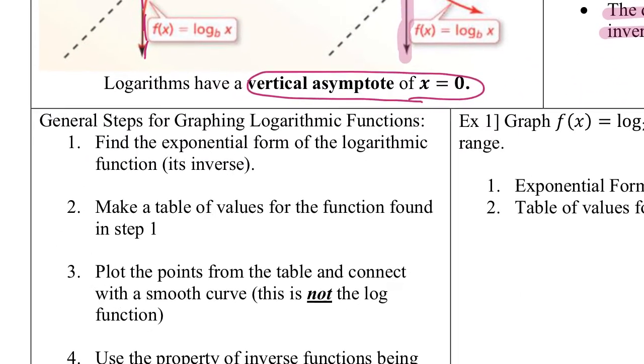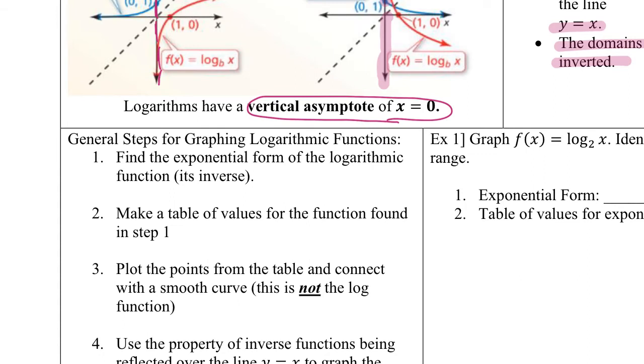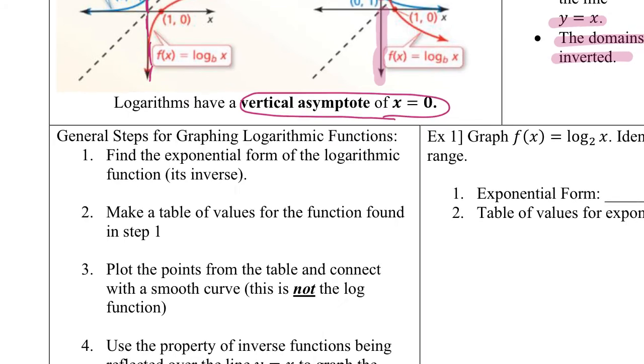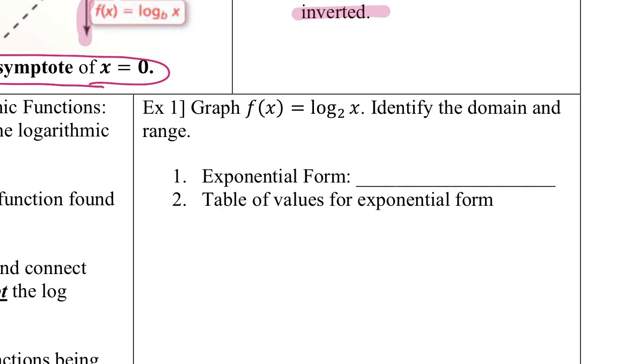So here's your basic steps. We're going to go through these piece by piece. So step 1 is find the exponential form of the logarithm. Basically, its inverse. So example 1, graph f of x equals log base 2 of x, and then identify the domain and range. So to graph these, it is easier to graph when we're talking about exponential functions instead of logs. Exponentials come a little bit easier.